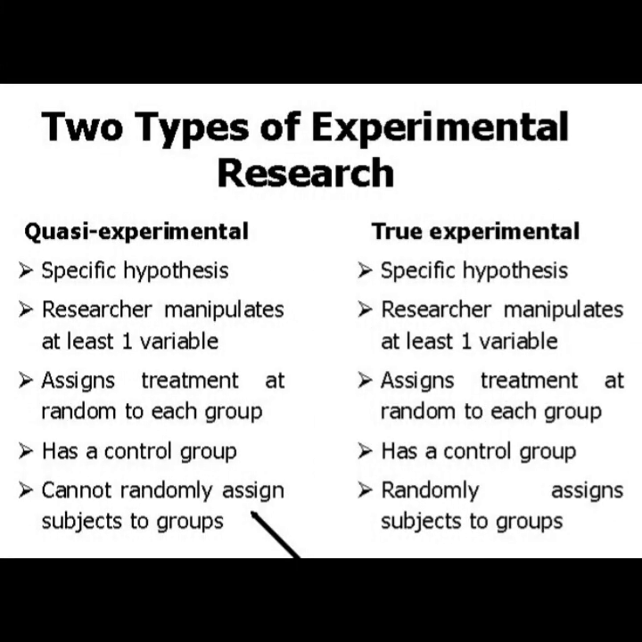There are two types of experimental research, the quasi-experimental and true experimental. The only difference between the two is that the quasi-experimental cannot randomly assign subjects to groups, while true experimental can randomly assign subjects to groups.